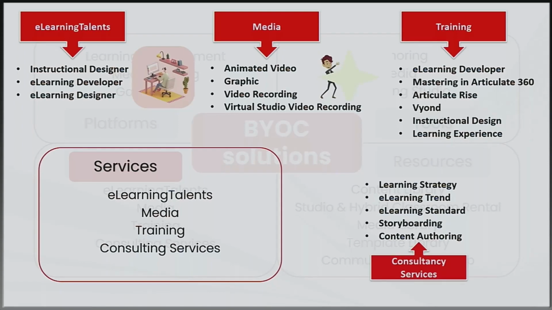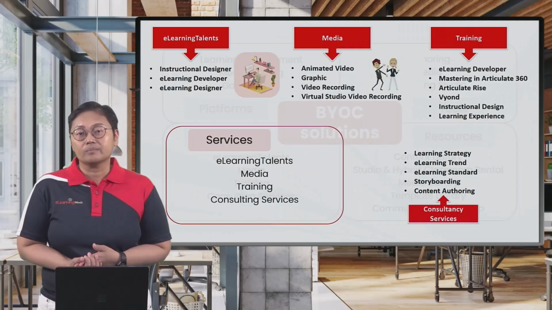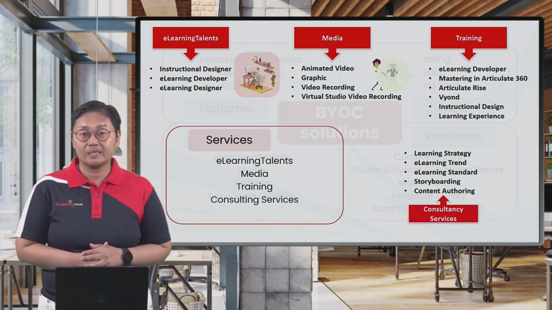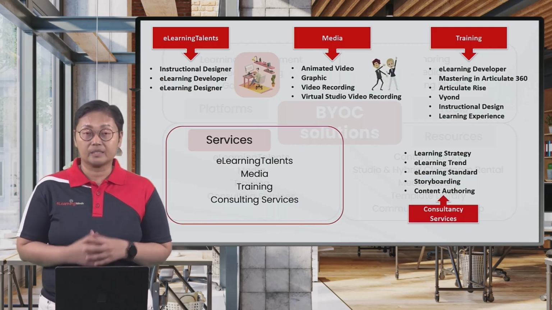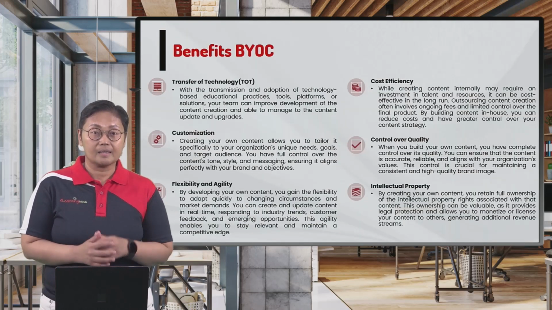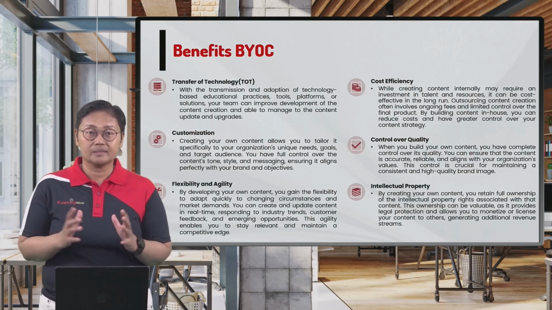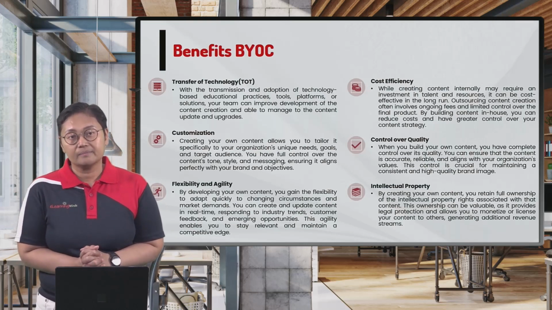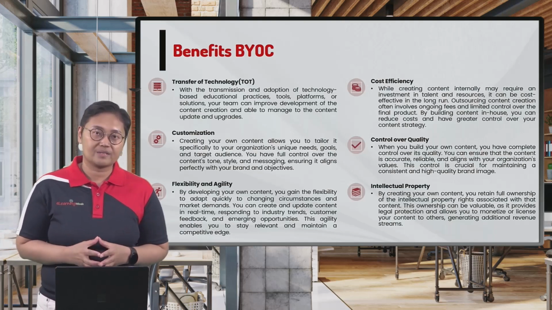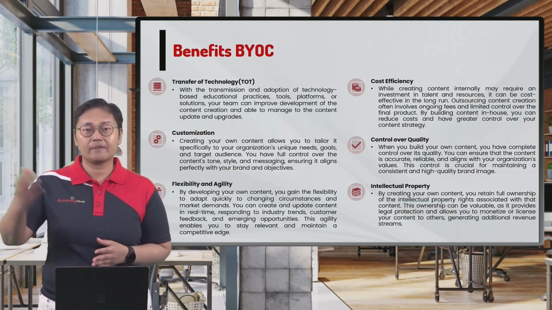Then the last part is about consultancy. So these are the consultancy areas: learning strategy, e-learning trends, e-learning standards, storyboarding, and content authoring. So you can talk to us, and this is where we can see how we can support your team in terms of e-learning content creation. Okay, I think that is about the elements or the 4 quadrants. And then this part we talk about benefits. Okay, so what are the benefits if we go for BYOC, all right, compared to outsourcing?